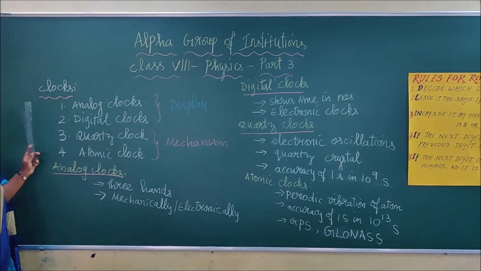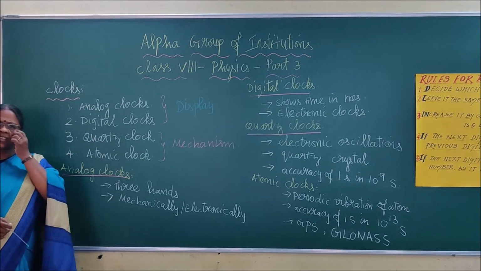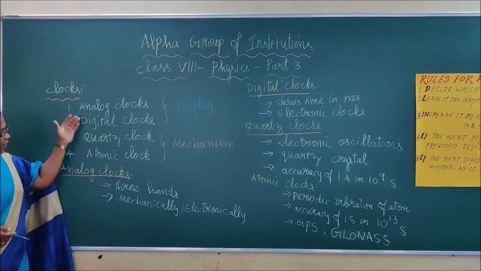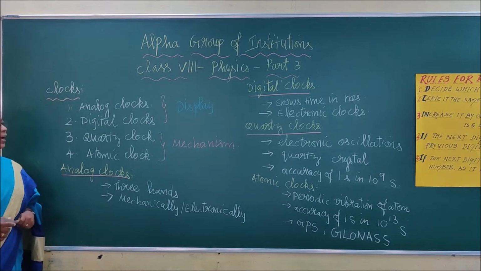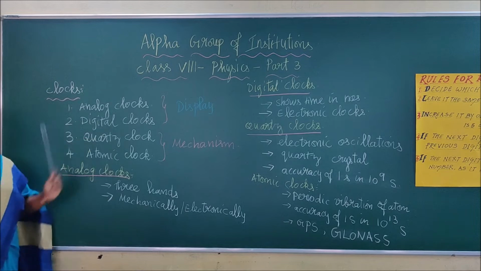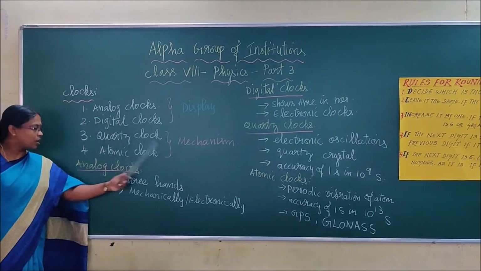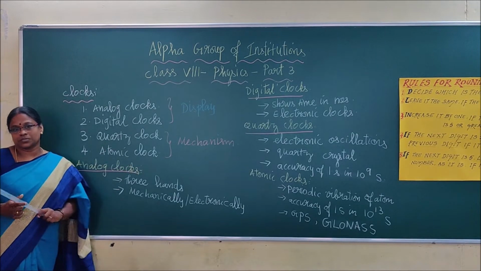Clocks. Clocks means, you know what is a clock? It is an instrument to see the time. Right? That clock we divide into 4 types. Analog clocks, digital clocks, quartz clock and atomic clocks.